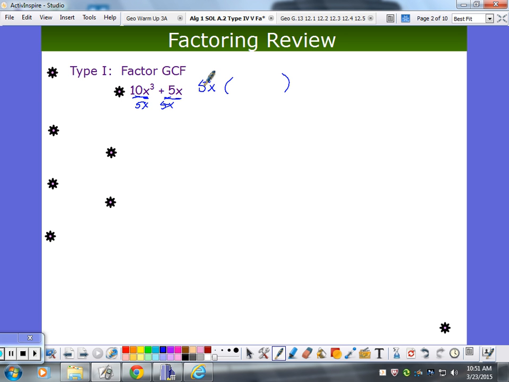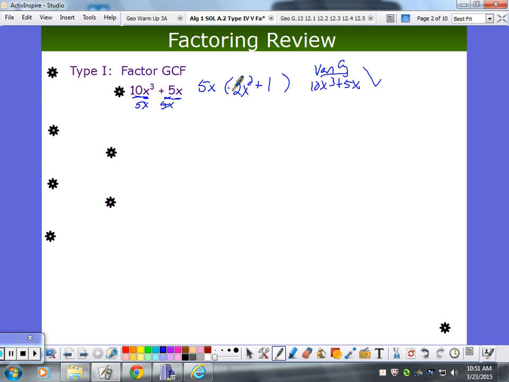So what, 5x times what gets me up here? 2x squared. Right, 10 over 5 is 2, x cubed over x is x squared. 5x over 5x, 1. Now how do I verify? Multiply that back, distribute. You get 10x cubed plus 5x. Did I get where I started from? Yes. That's a good sign.